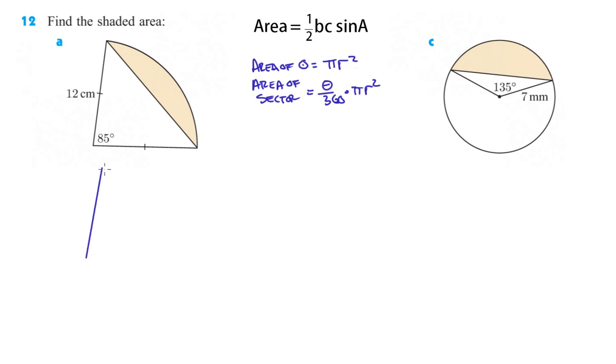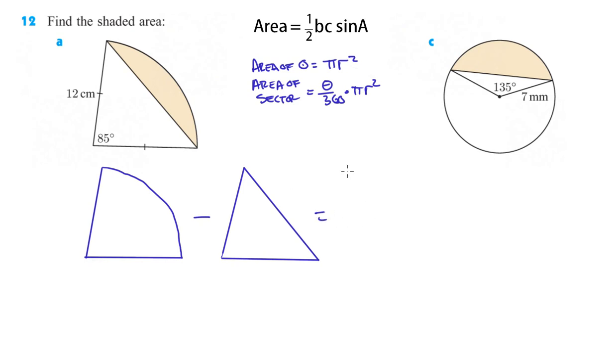So we're going to find this whole area here, and then we're going to subtract the area of just the triangle piece right here. Looks like that. And that's going to leave us with just the area of the shaded part. Okay? So this here is the area of the sector. This here is the area of the triangle. Subtract those two, and that will give us this shaded piece right here.